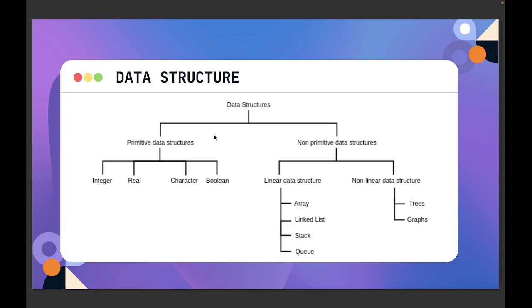But the non-primitive data structures are the higher level of storing our data. The non-primitive data structure is composed of two types: the linear data structure and the non-linear data structure. Included in the linear data structure are the array, the linked list, the stack, and the queue. We will also discuss all of these four because these are the foundation of the linear data structure, so we need to know these four. I know you have been introduced already to arrays, so these other three are probably new to you.